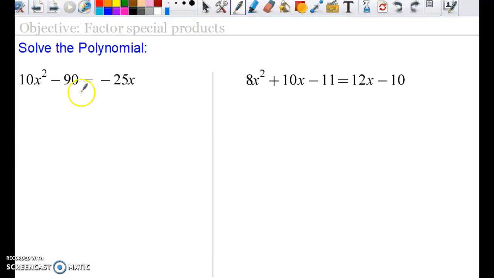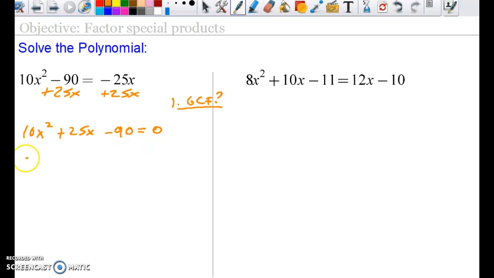All right, and again, we want one side to be equal to 0, so the first thing we're going to do for this next example is add the 25x to both sides. Okay, and when I do that, I get 10x squared plus 25x, I'm running in standard form, minus 90 equals 0. First thing I need to do is look for a greatest common factor. Do I have one? GCF. Okay, it looks like I do, probably 5. Let's take a 5 out, and I get, looks like 2x squared plus 5x, and 90 divided by 5 would be 18. So it's negative 18 equals 0.